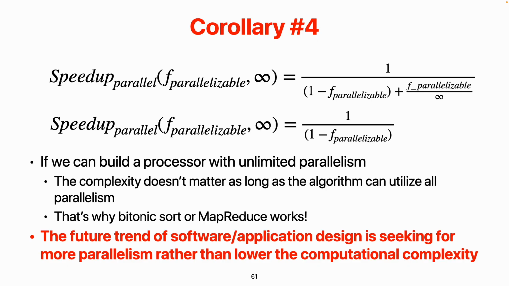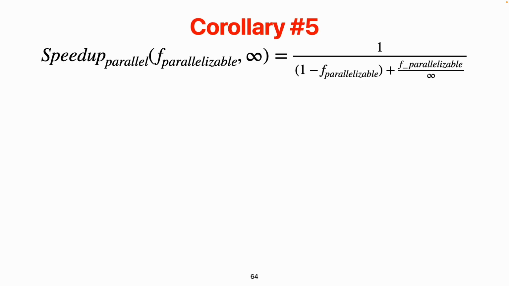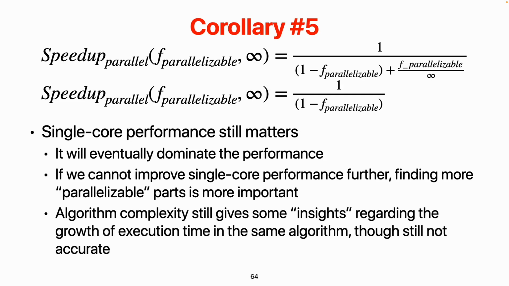So that's something CS101 didn't tell you, and that's really important for you to learn in the future. However, if I say this, the CS101 teacher is going to yell at me. So I add one more corollary: if we solve all the parallelizable problems, there are still algorithms that are hard to parallelize. Then single core performance still matters, complexity still matters. So now everyone is happy, right?